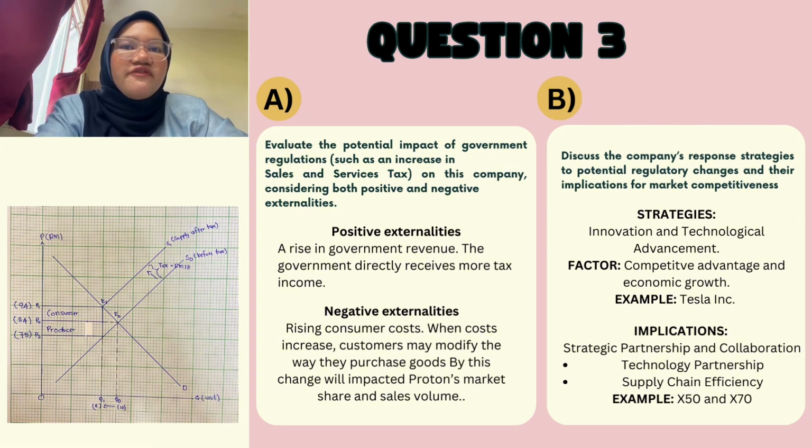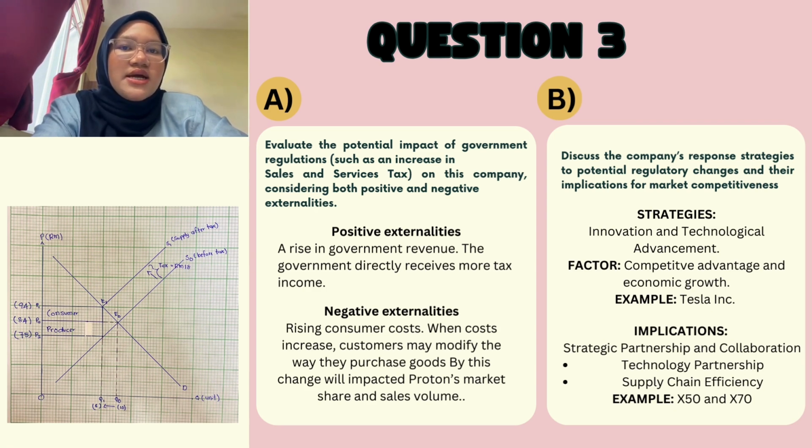Proton Holding Berhad face negative externality because of rising consumer costs. Consumers would pay more for Proton vehicles if the SST were to rise. This might make things less affordable and lower demand. When costs increase because of higher tax, customers may modify the way they purchase goods. They might put off making purchases, go with less expensive options, or decide to buy old cars rather than brand new ones.